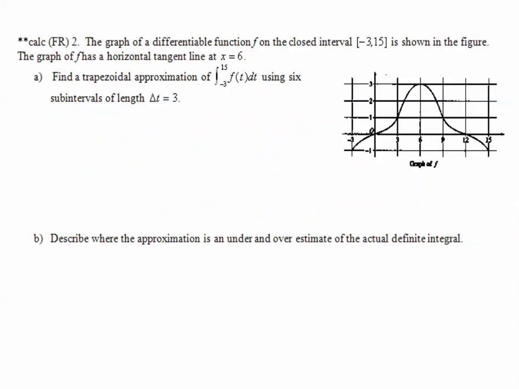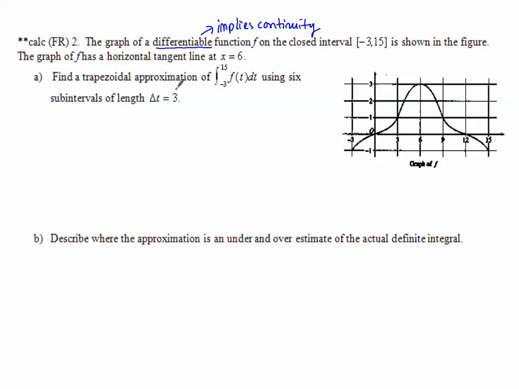The graph of a differentiable function f, differentiable we know implies continuous, on the closed interval -3. Now I said it implies continuous, but let's write that. That implies continuity. That's important to remember. On the closed interval from -3 to 15 is shown in the figure. The graph of f has a horizontal tangent line at x equals 6. That's important for another part of this question.